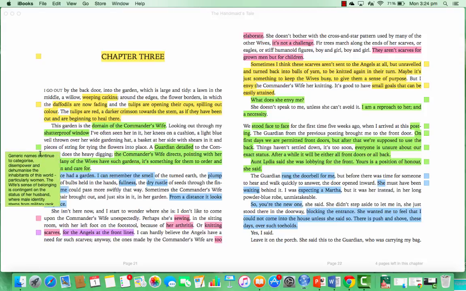Generic names continue to categorise, disempower, and dehumanise the inhabitants of this world, particularly women, although it does constrain men as well. We'll discuss this later. The wife's sense of belonging is contingent on the status of her husband, where male identity stems from military rank, such as the commander. Those titles hold far more status and power. The domestic sphere is the only world women are permitted to control. It seems it is also the only context in which they can express the need to nurture and raise or grow something.